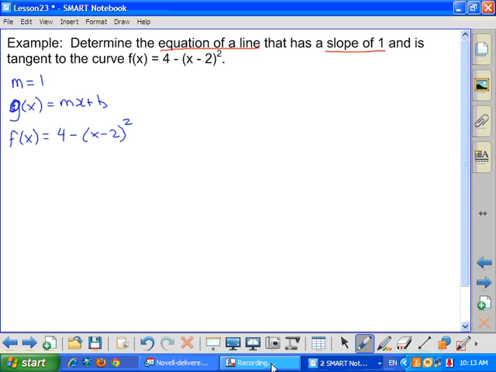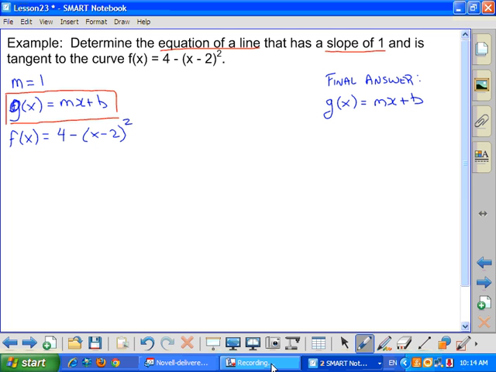I am looking for the equation of a line. All right, so final answer, I'm going to kind of work it at the same time here. So final answer, I want g of x. g of x equals mx plus b.